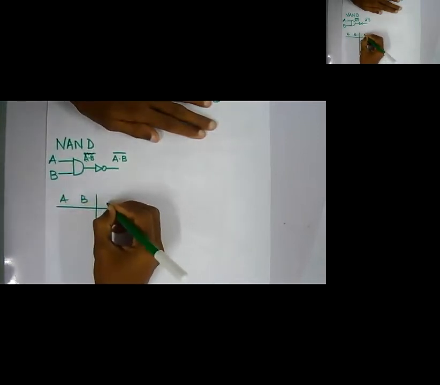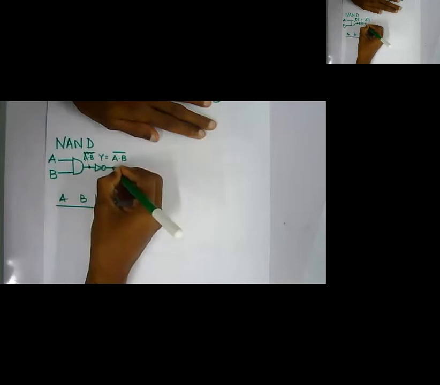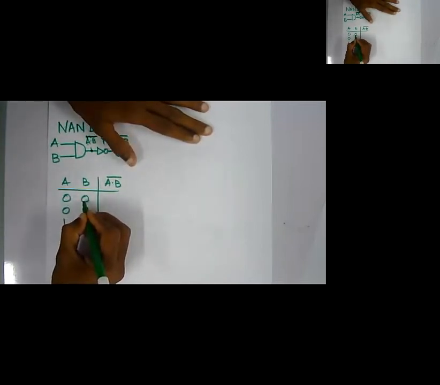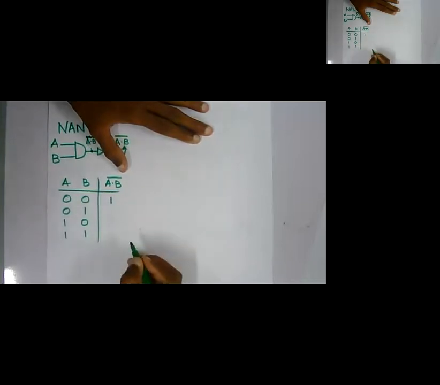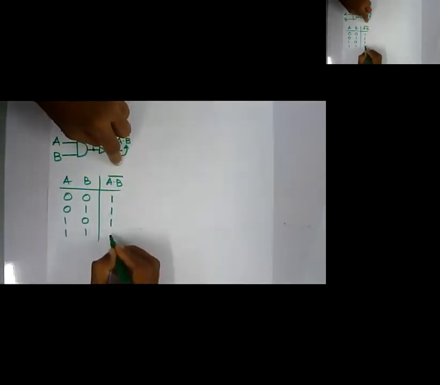If I draw the truth table, A, B, and the output Y, which is A dot B bar. This is A dot B, and hence I have a NOT gate that becomes A dot B bar. The inputs are 0 0, 0 1, 1 0, 1 1. So 0 dot 0 becomes 0, and then 0 bar becomes 1. 0 dot 1 becomes 0, and then 0 bar becomes 1. Similarly, this one also 1. But 1 dot 1 becomes 1, and 1 bar becomes 0.